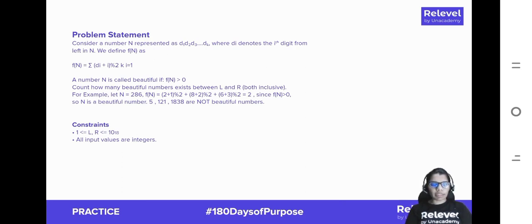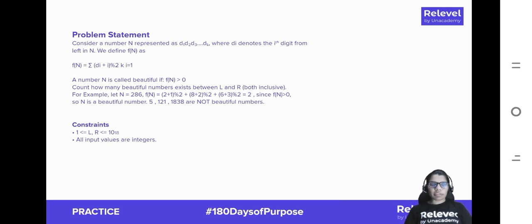For example, let n equal 286. Then we are taking all the digits one by one, 2, 8 and 6. Then we are adding the index they were on. So 2 is on first index, so we are doing 2 plus 1. 8 is on second index, so we are doing 8 plus 2. 6 is on third index, so we are doing 6 plus 3. And we are taking modulo of all these three numbers by 2, and then we are adding them. So the summation gives us 2. As f of n is greater than 0, n is a beautiful number, right?